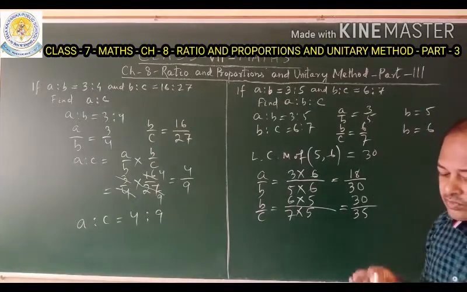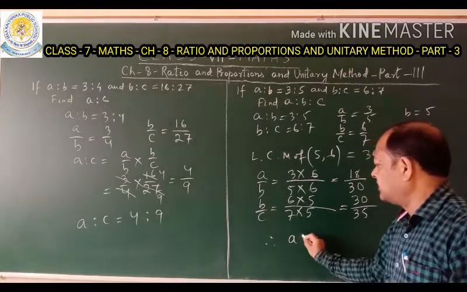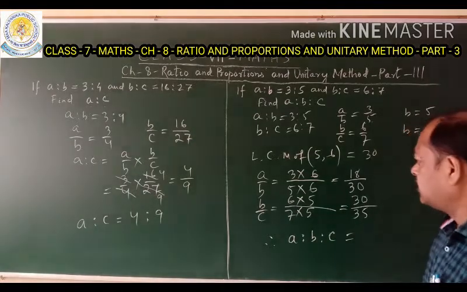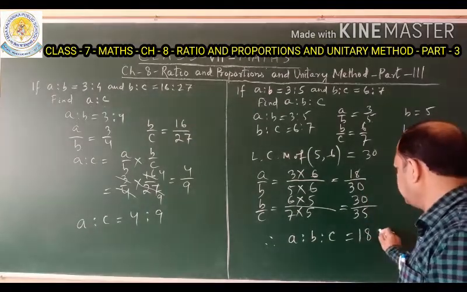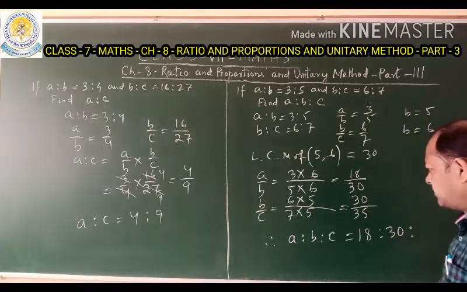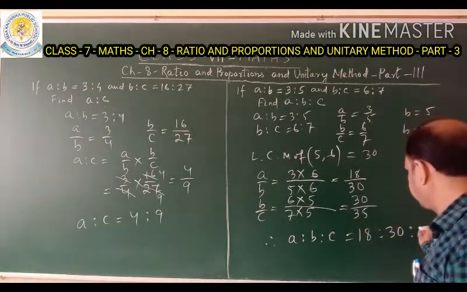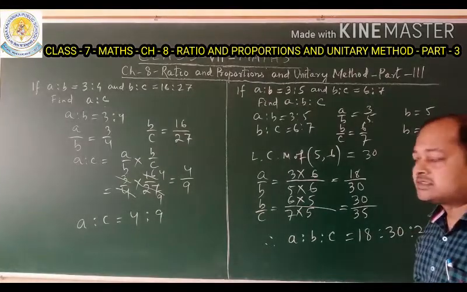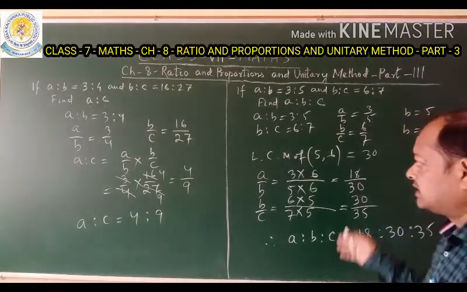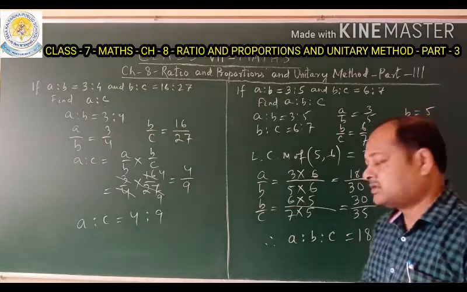So the question is asking what is A is to B is to C. So therefore A is to B is to C, what are we getting here? A value we are getting here 18, and what is the B value? B value we are getting here 30, and what is the C value? C value we are getting here 35. So this is the solution for how to find it when there are three ratios. That is A value 18, B value 30 and C value 35.